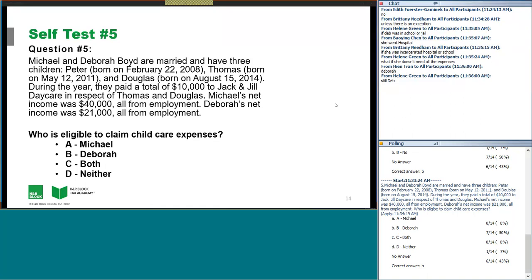In 2019, EI does not count as earned income, so she would not be able to claim child care, and Michael would not be able to claim child care unless, and there's one exception, unless she's on maternity leave and she has to pay the child care to keep the spot open so she can go back to work when she's off maternity leave. That's the only time EI income would count as earned income.